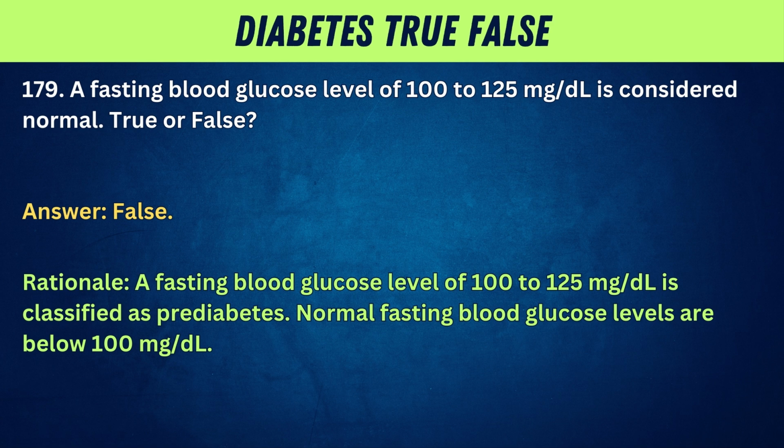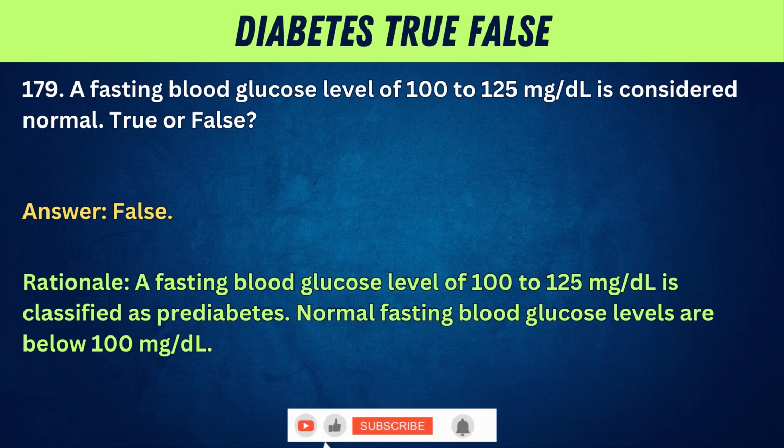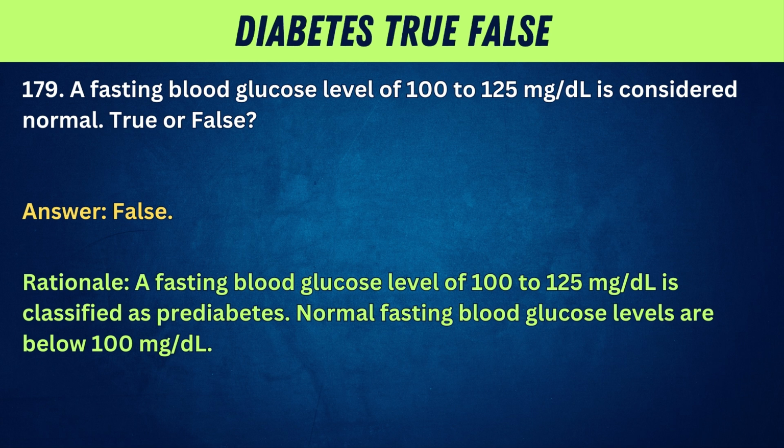179. A fasting blood glucose level of 100 to 125 milligrams per deciliter is considered normal. True or false? Answer: false. Rationale: a fasting blood glucose level of 100 to 125 milligrams per deciliter is classified as prediabetes. Normal fasting blood glucose levels are below 100 milligrams per deciliter.